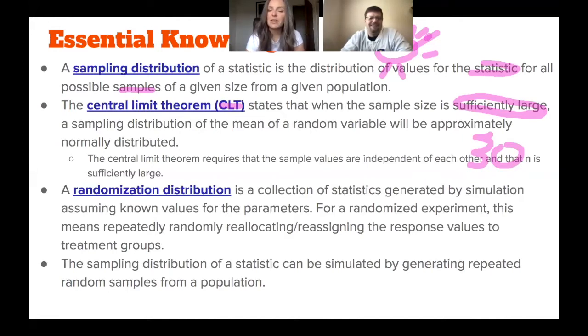Okay, for a randomized experiment, this means repeatedly, randomly reallocating or reassigning the response values to treatment groups. So this is just more random. Don't pick the same people over and over. The sampling distribution of a statistic can be simulated by generating repeated samples from a population. You're going to do it over and over. The more data you collect, the more accurate you're going to be.